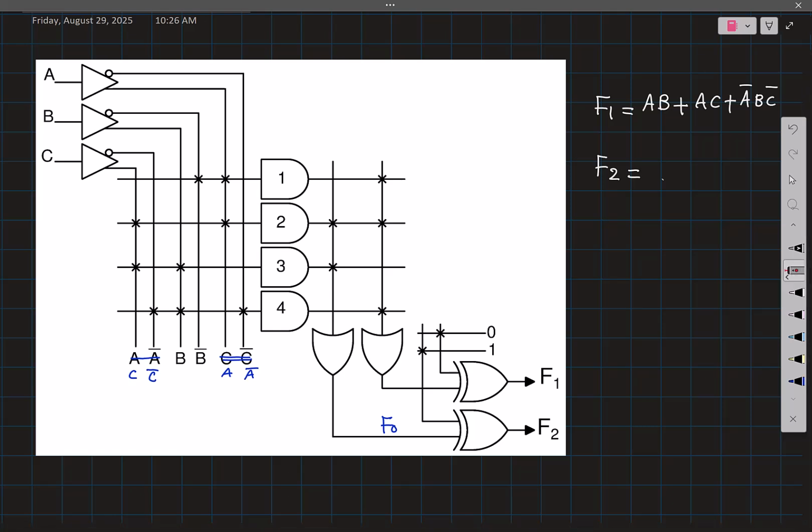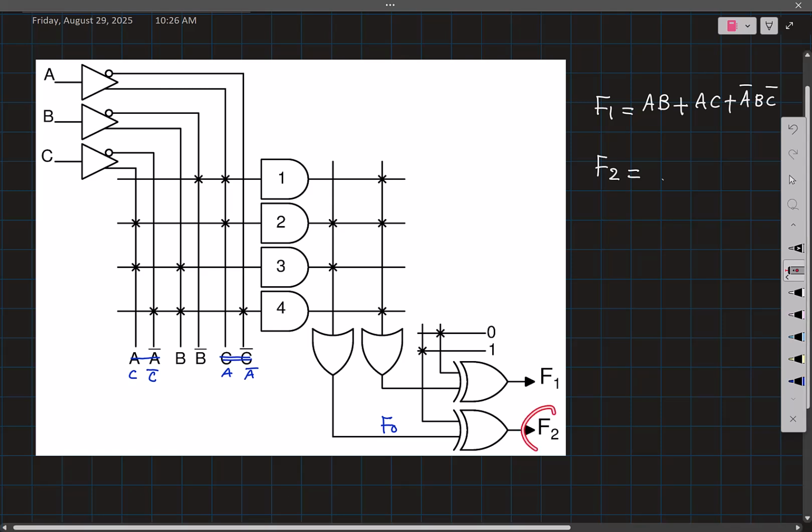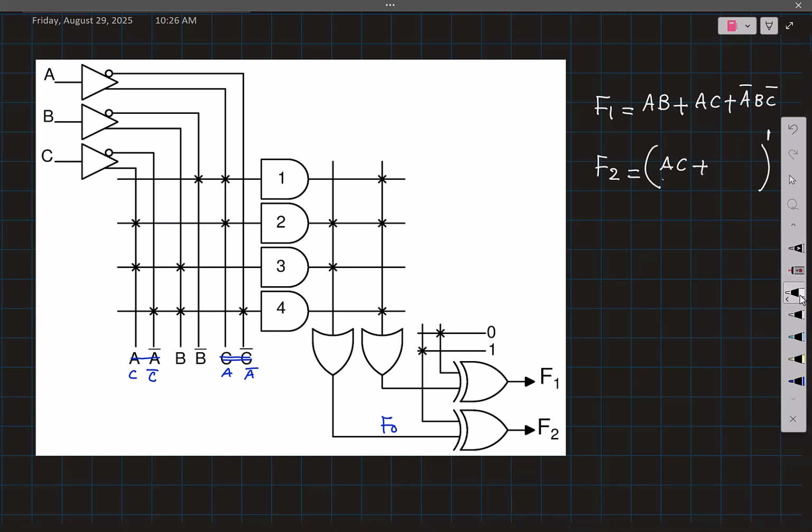Similarly, we can write the function for F2. From here to here, there is an inversion. So I'll directly show that first. Now this is a sum of 2 products. What is this value? That is AC plus, what is this value? That should be equal to BC.